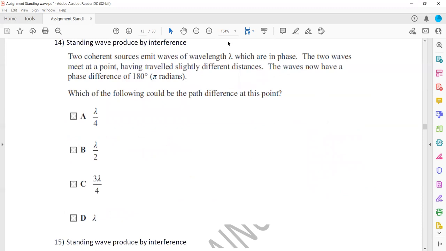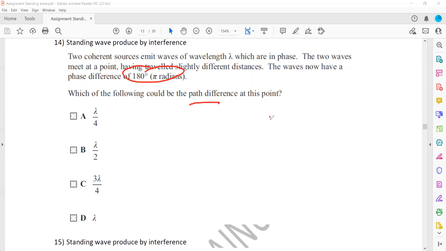A standing wave is produced by interference of two coherent waves emitted in phase. Two waves meet at a point, having traveled slightly different distances. The waves now have a phase difference of 180 degrees. So whenever the phase difference is 180, which of the following could be a path difference?